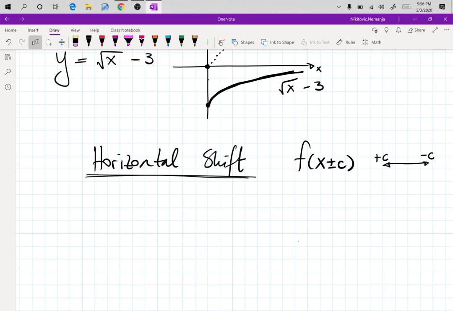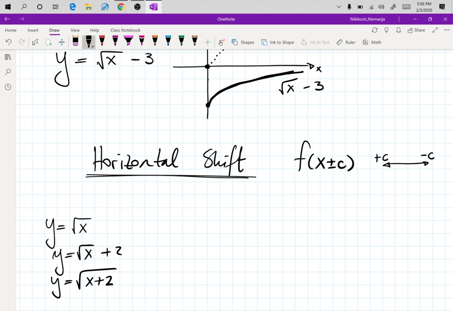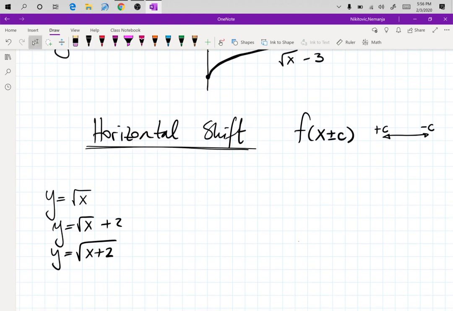It's part you learn. Now, before I do any examples, I need you to see the difference. y equals square root of x. y equals square root of x plus 2. This is a shift up plus 2. This is a shift left 2 units. Do you see how the plus 2 is under the root? Do we see that?